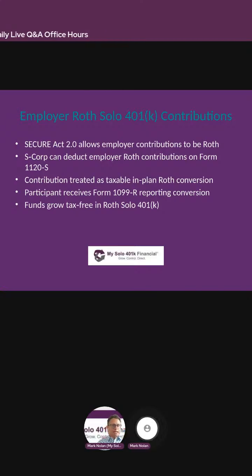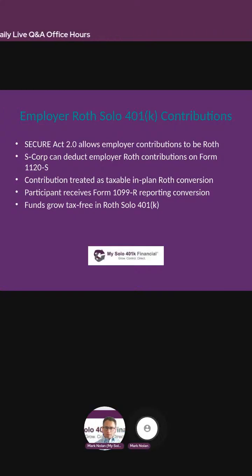Just like the S corporation gets a deduction for making employer pre-tax solo 401k contributions, same is true if it's made as an employer Roth solo 401k contribution. So it reduces the S corporation's taxable business income. So this can result in payroll tax savings and overall tax efficiency at the corporate level.